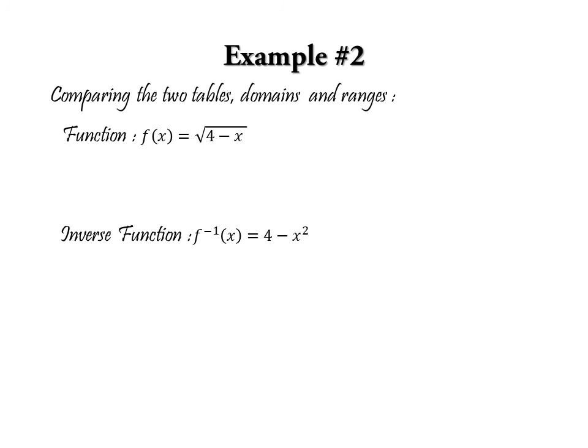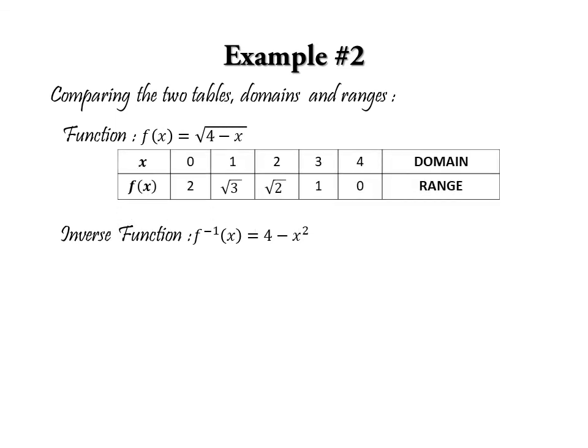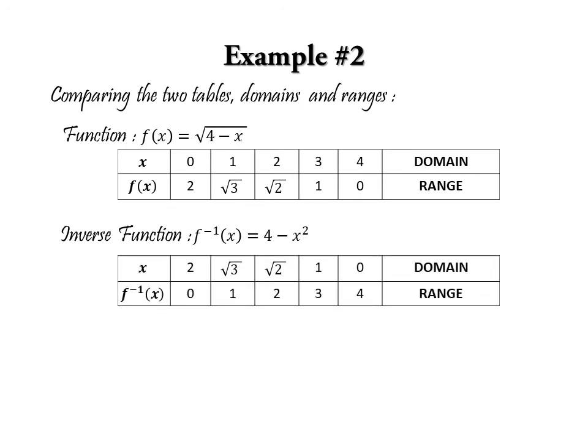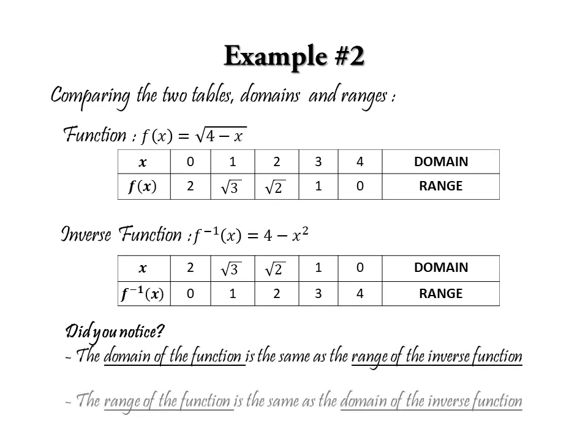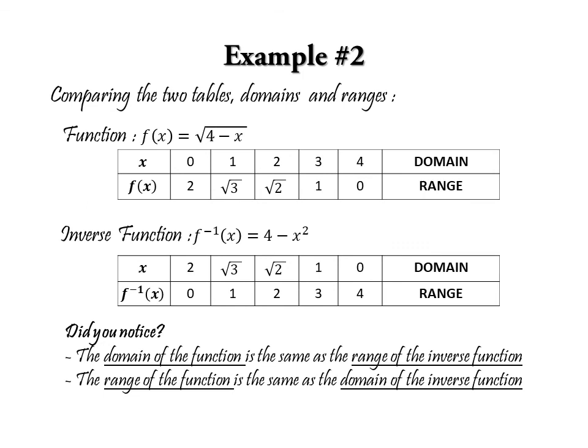We're going to compare the two tables, domain and ranges. The given function is square root of 4 minus x, and the inverse function is 4 minus x squared. That is the table for the function. This is the table for the inverse function. Did you notice again? The domain of the function is the same as the range of the inverse function. The range of the function is the same as the domain of the inverse function. Again, that is a property of the inverse of a one-to-one function.